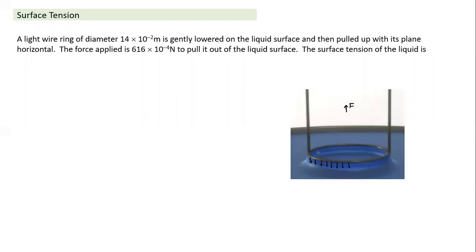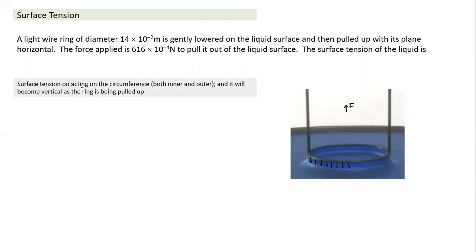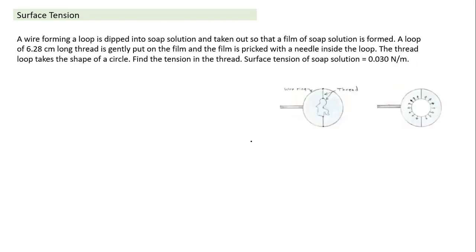So the total surface tension force will be twice the surface tension acting on the circumference, both inner and outer, as the film becomes vertical while the ring is being pulled up. And hence we can equate the forces. Surface tension force per length, into 2, into the perimeter, the length on which it is acting. We don't have to take a component, because since the film has become vertical, the surface tension force is also vertical, equated to F. That's how to solve it.